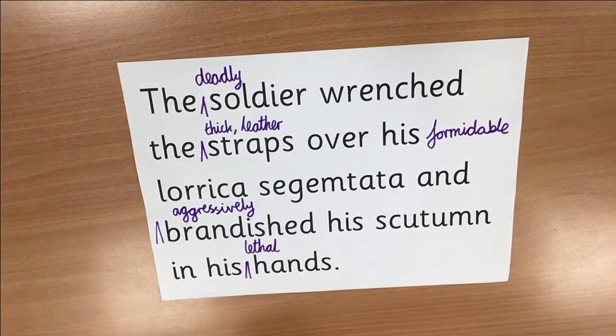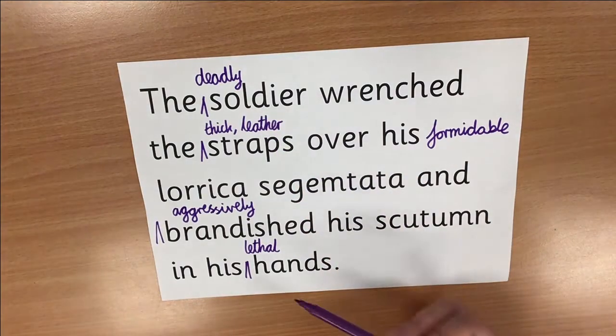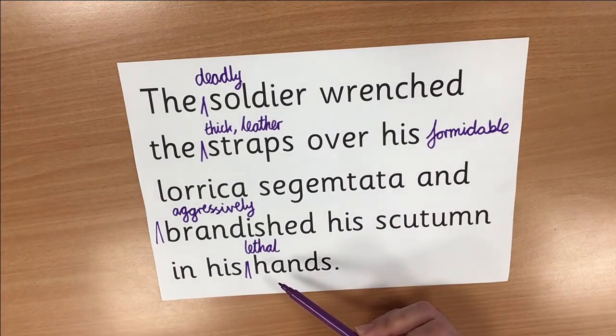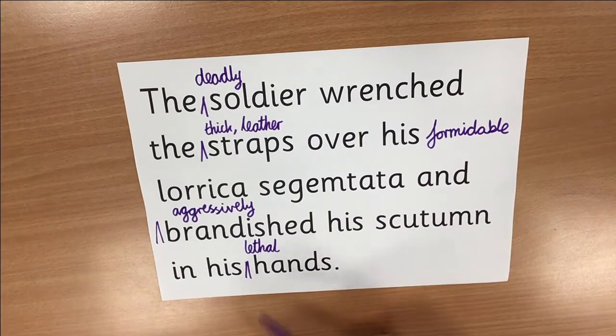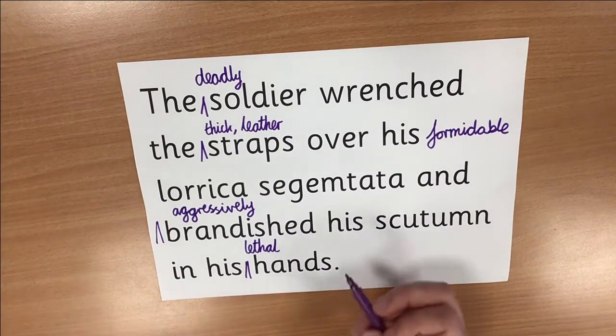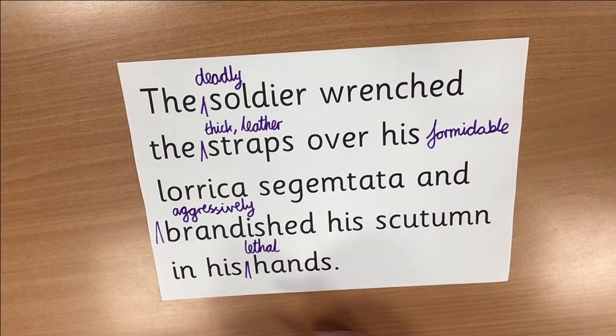So let's have a look at my sentence. The deadly soldier wrenched the thick leather straps over his formidable lorica segmentata and aggressively brandished his scutum in his lethal hands. Now, think about my success criteria. Does it make him physically sound like a brave character? He's deadly. He's got lethal hands. He sounds quite brave and scary in this one. What about his actions? He's wrenching the straps. He's brandished it. So the things he's doing make him sound brave as well. So I'm pretty happy with this. And I think I've got some really good vocabulary. So this is going to be my final sentence.